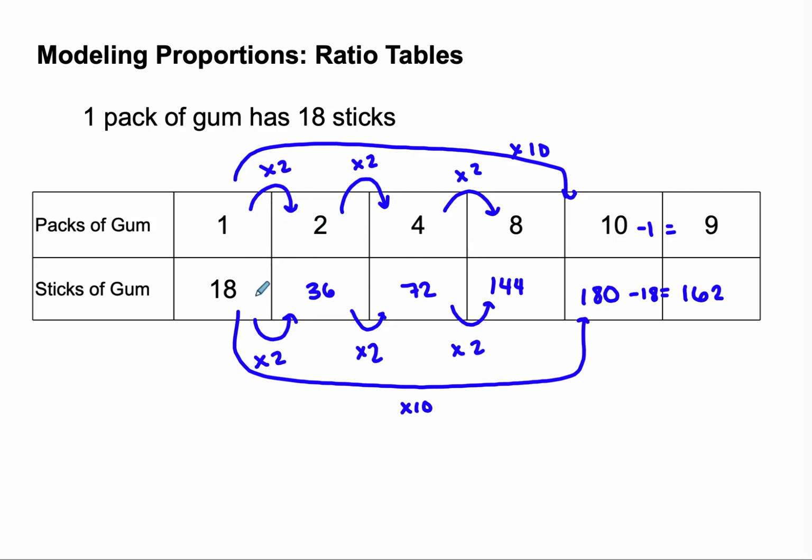Could have done 1 times 18, 4 times 18, 8 times 18. And then I can also use that ratio to add or subtract, as long as I'm keeping adding or subtracting within that same ratio. So we took away 1 pack of gum, so we took away 18 sticks as well.